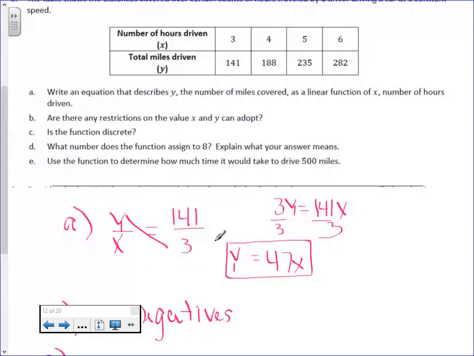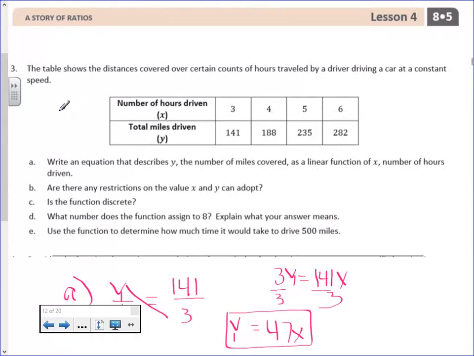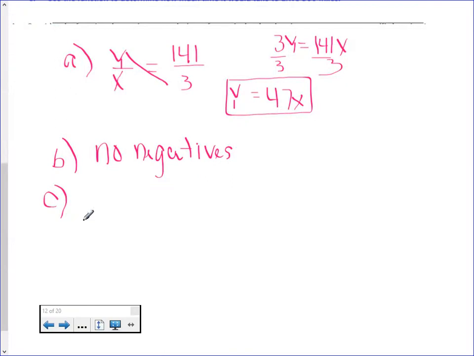Is the function discrete? Look at your x values. Can you drive for an hour and a half? So it can be continuous. Just because they didn't put any decimals or fractions in there doesn't mean that it can't be. So it's continuous because you are allowed to drive half hours, quarter hours, any of that.